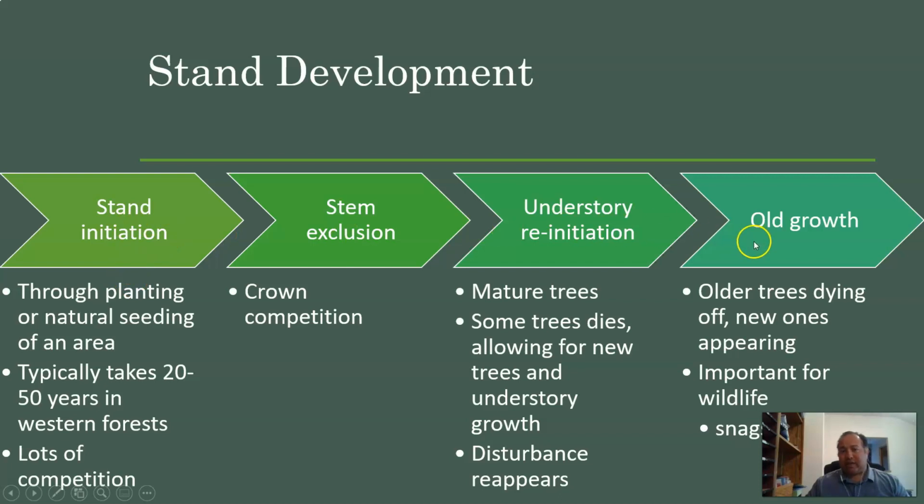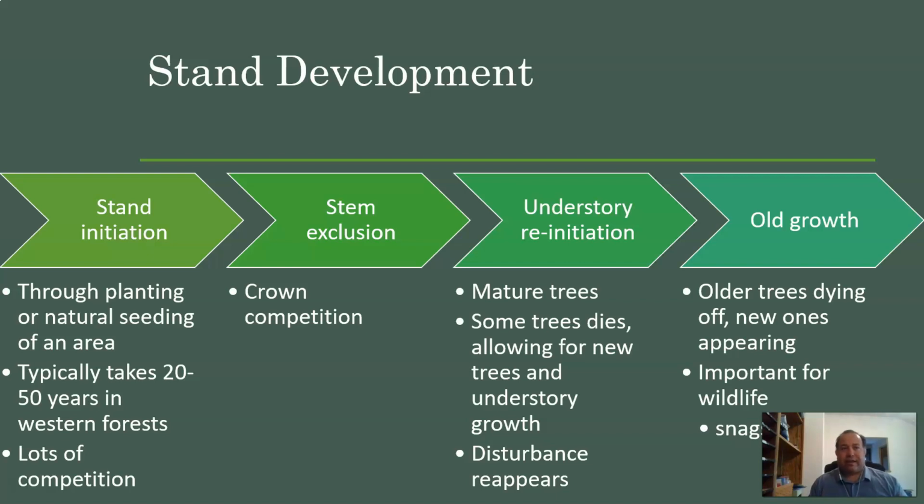And there's 4 stages of stand development. There's stand initiation, stem exclusion, understory reinitiation, and then the old growth phase. Stand initiation, that's when the plants are just getting established and they're growing and they're trying to figure out who's the biggest and the strongest. You get to stem exclusion.